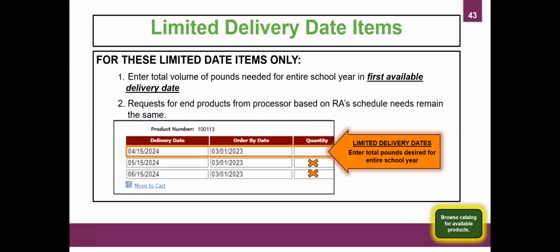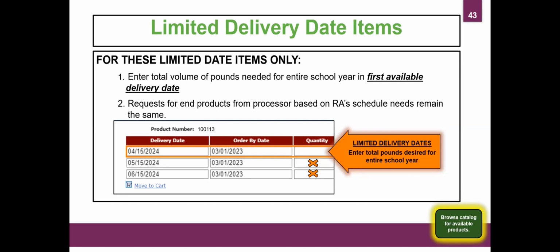These are the exceptions. So in this scenario, we just want to make sure that everybody knows if they're processing and they have limited delivery dates, you are entering the total pounds for the entire year into that first quantity available. Otherwise, if you have the spread of the entire program year available, the expectation and the best practice is to spread those quantities out. And then it's still all being rolled up, procured appropriately. Like I said, you'll still follow your same process for ordering through K-12 and processor link.